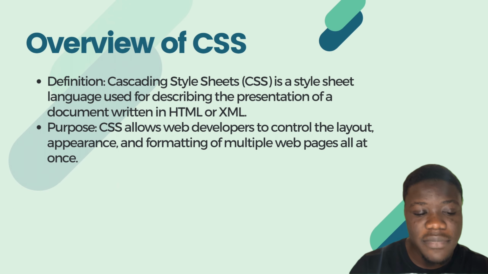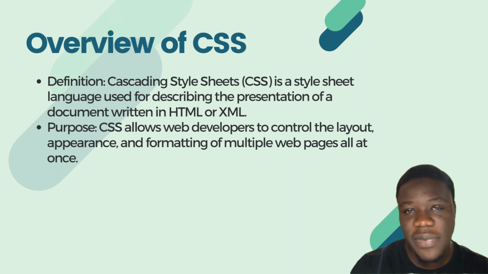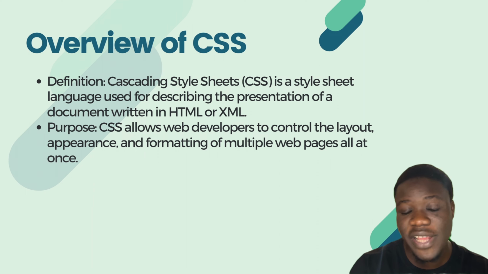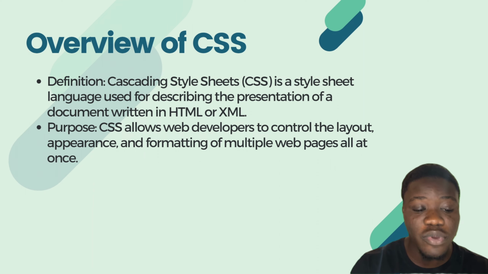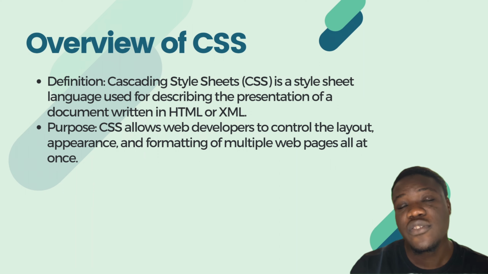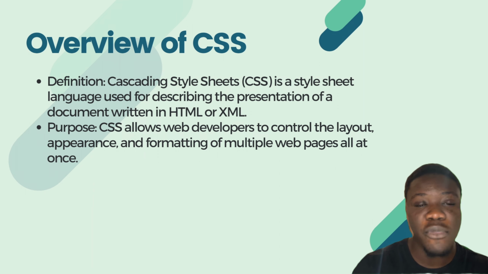So firstly, the meaning or definition of CSS. If you look at the screen, CSS means Cascading Style Sheet, which is a styling sheet language used for describing the presentation of documents written in HTML or XML.